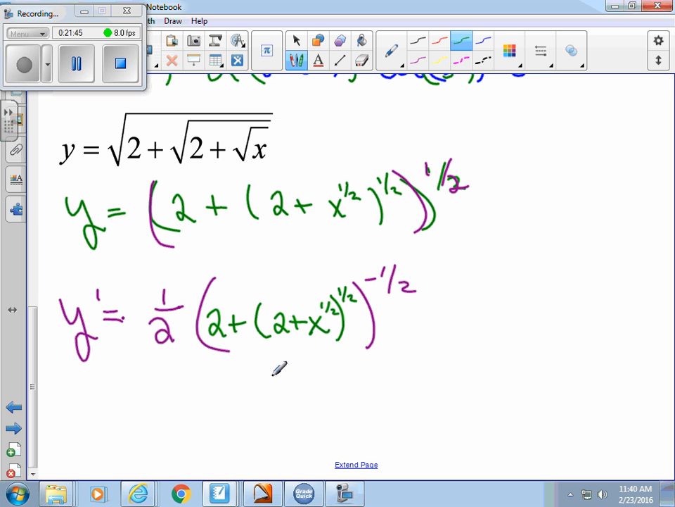All right. Any questions about that part? Now I'm going to multiply by the derivative of the green part. What is the derivative of 2? 0. Okay. What is the derivative of this piece? Notice it has another chain rule, an outside. So I've got 1/2. Leave the inside alone to the negative 1/2. The inside was 2 plus x to the 1/2.